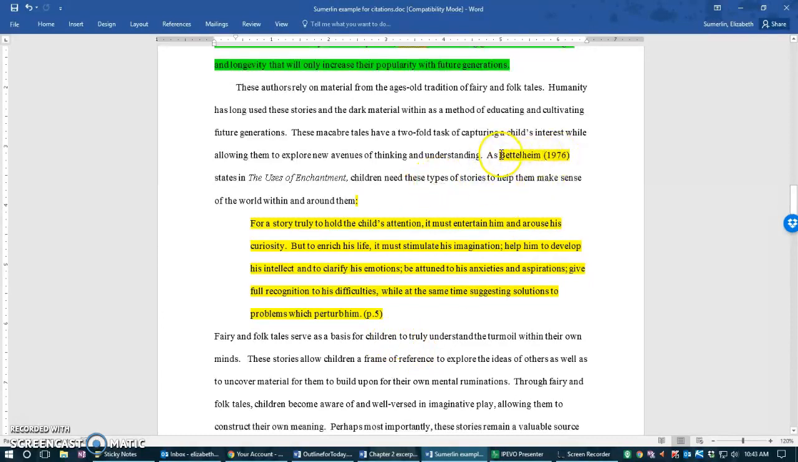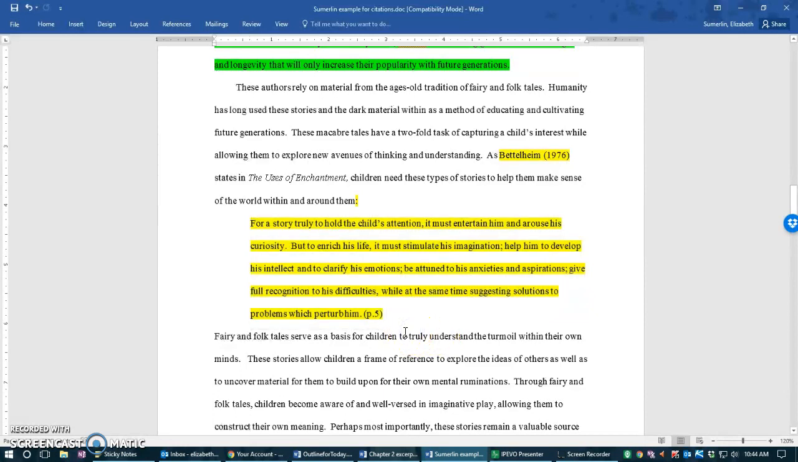All right. Now, when you have a citation in APA format, you need to put the author and then the year of the work. So here, Bettelheim, 1976, states in The Uses of Enchantment, children need these types of stories to help them make sense of the world within and around them. Then you see what we call a block quote.